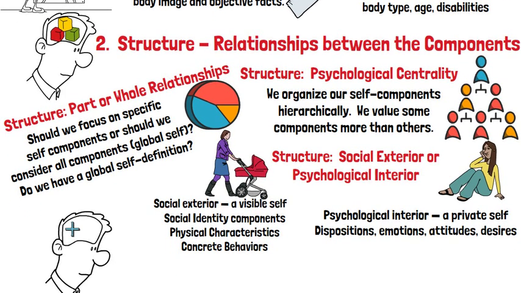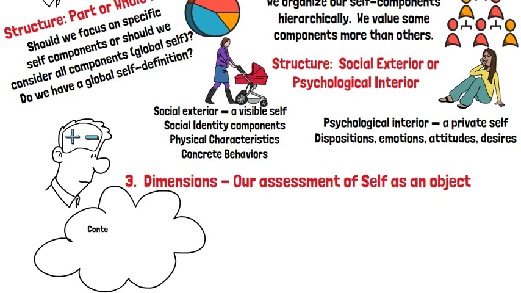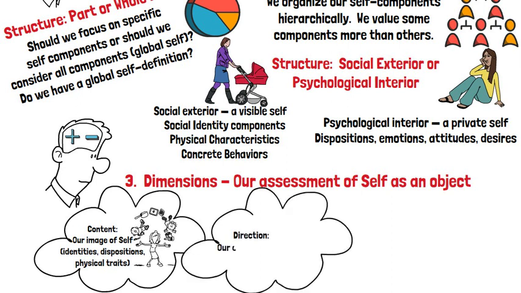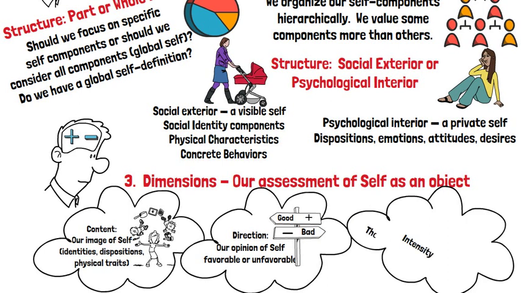The third aspect of the extant self are the dimensions, and this is our assessment of the self as an object. There are several areas that we can consider here. First is the content, and this is our image of self: our identities, dispositions, physical traits, and these are captured in the 20-statement test. The second thing that we can look at is the direction. Are our opinions of the self favorable or unfavorable? In research, we call this self-esteem.